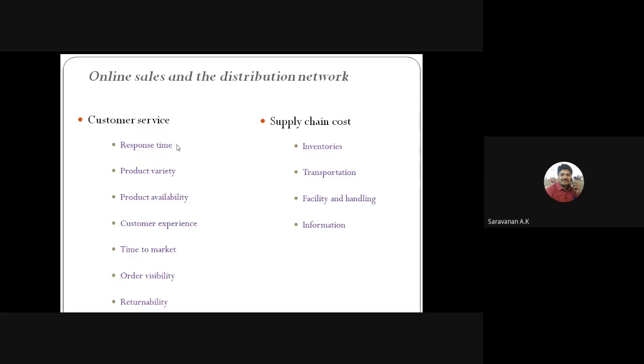Then the returnability. Compared to retail stores, the returnability in online sales is somewhat difficult. The product typically arrives from a centralized location, and it is much easier to return a product purchased at a retail store. The difficulty in returnability in online stores means it can take some time before we get a proper way to return the product.